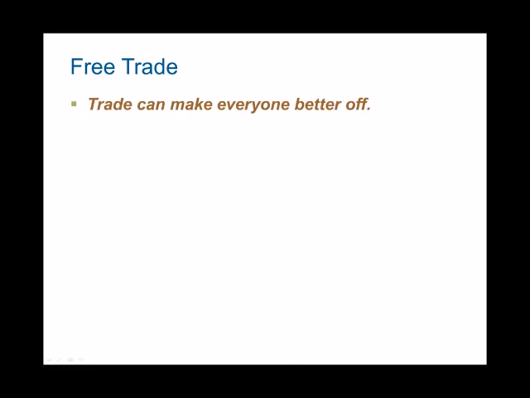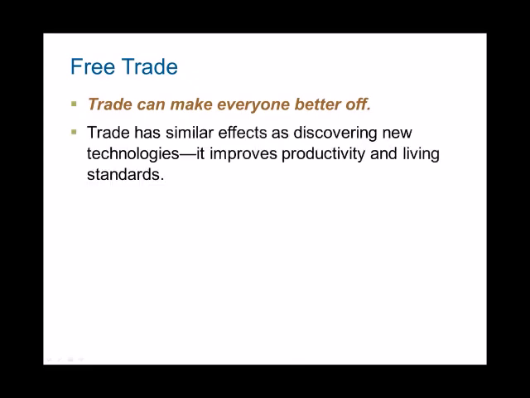We learned in chapter 3, and we saw it in a model, how trade can make everyone better off. Trade has a similar effect as discovering new technology. It improves productivity and living standards. For example, the US created smartphones. So Apple, a US-based company, created smartphones, and now that smartphone, of course, increased the technology level in the US.